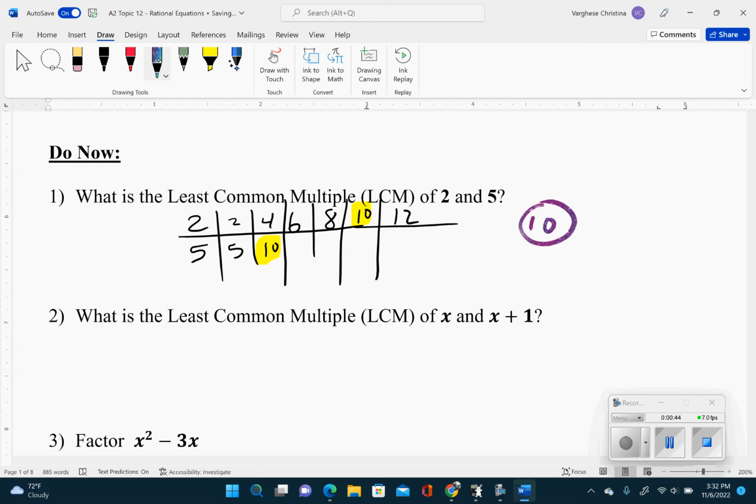What is the least common multiple of x and x plus 1? There are no common factors between x and x plus 1. So the least common multiple is going to be x times the quantity x plus 1. There's your least common multiple, okay?